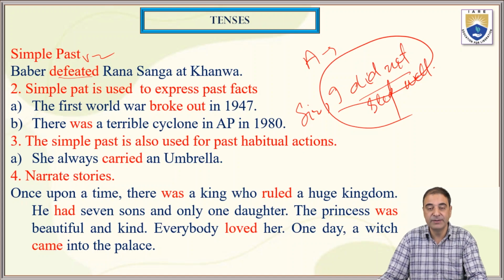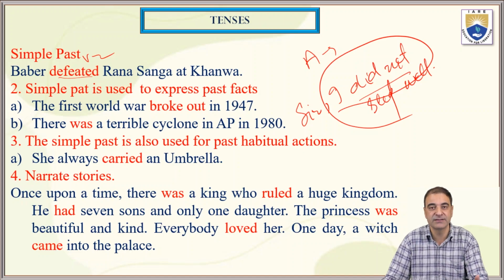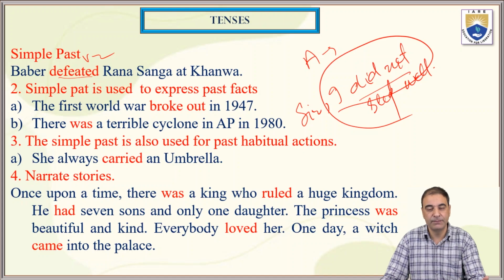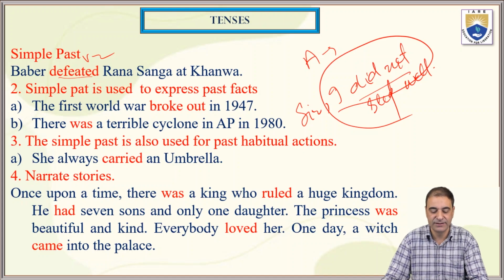Like here, "Babur defeated Rana Sanga at Kanwa." We know both these characters, Babur and Rana Sanga, they were kings, historical figures, and they fought a battle at a place called Kanwa. We know these things occurred in history. Therefore, here we don't have any adverb of past time. Still, the meaning, the context, the tense is implied. That's why we use simple past tense.